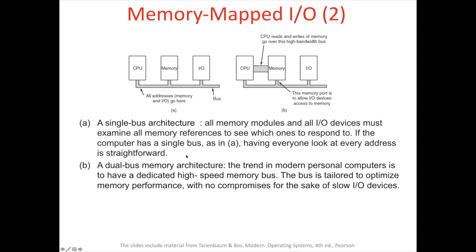In part B, a dual bus memory architecture is shown. The trend in modern personal computers is to have a dedicated high-speed memory bus between the CPU and memory. The bus is tailored to optimize memory performance with no compromises for the sake of slow I/O devices. CPU reads and writes of memory go over this high bandwidth bus. This memory port is to allow I/O devices access to memory.